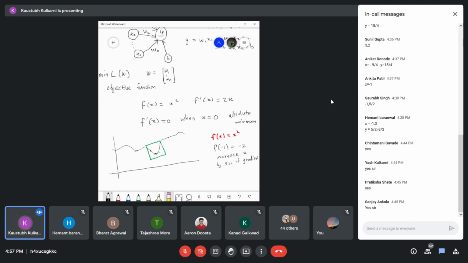Increase it by the size of the gradient, let's see. So the gradient in this case is the absolute value of this. Gradient is 2. The gradient is 2 and minus just indicates that it is decreasing, but the absolute value of the slope is 2. So x was -1, it becomes -1 plus 2, which is equal to 1.